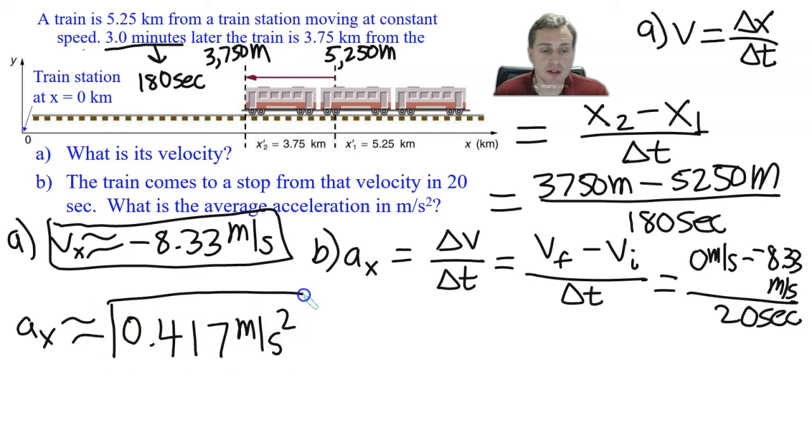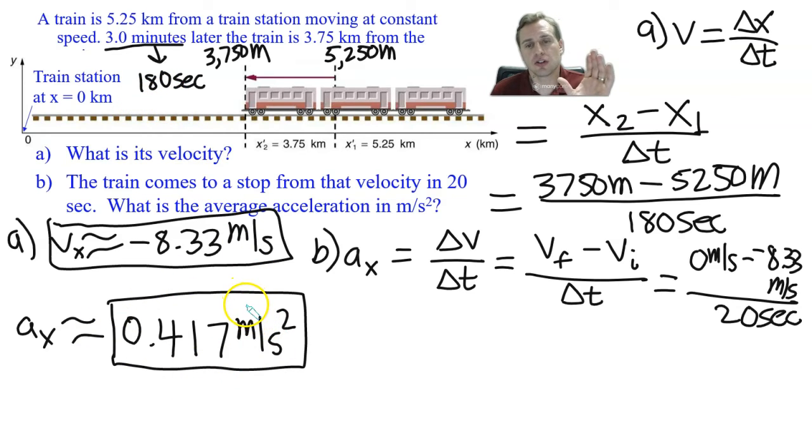Notice it's positive. It's positive because if the velocity is becoming more and more negative, then we would have a negative acceleration. But since that negative velocity is becoming closer to 0, there's a positive acceleration. That is to say, slowing down a negative velocity is the same thing as a positive acceleration. The velocity vector is to the left, the acceleration vector is to the right. That causes the train to slow down.